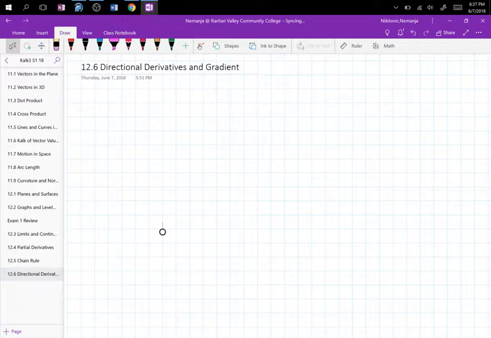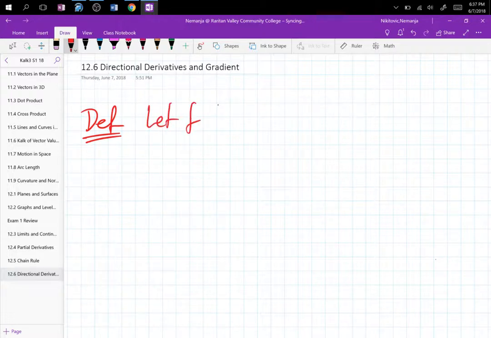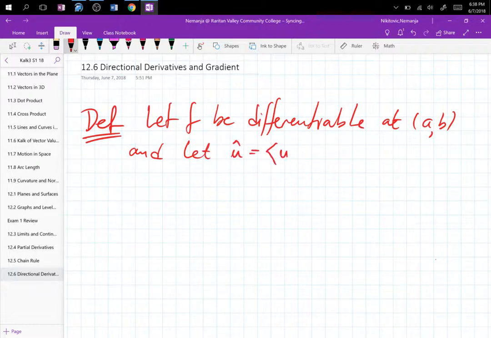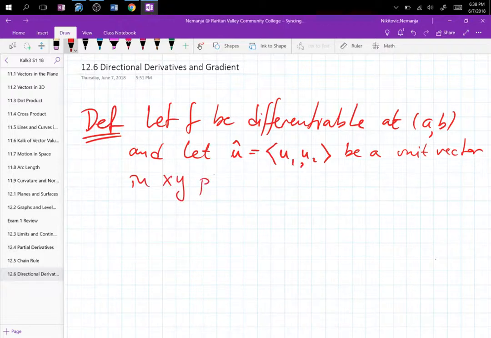So let's take a look at the formal definition, and then we are going to take a look at the formula that we are actually going to use to compute these things. The formal definition for the directional derivative is: let f be differentiable at point (a, b), and let vector u with components u1, u2 be a unit vector in the xy plane. Then the directional derivative.